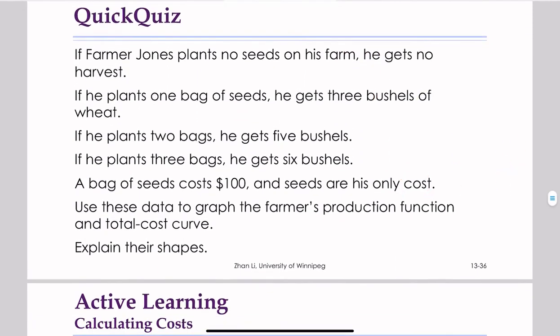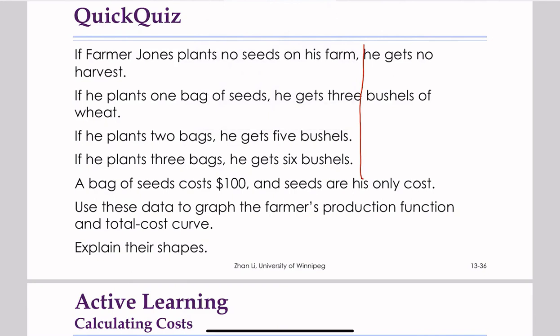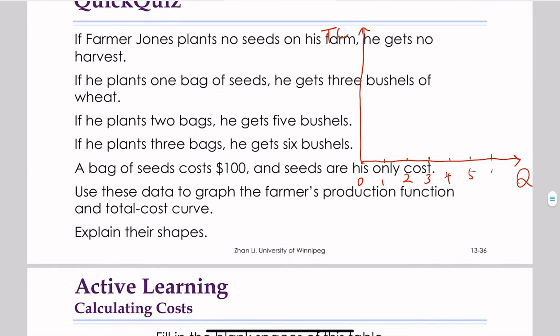So if it's about the total cost curve, then the vertical axis is about the total cost. The horizontal axis is about quantity, right? So we could have 0, 1, 2, 3, 4, 5, and 6. Now let's see what kind of costs we have here. So if he plants 0 bags of seeds, there's no cost.